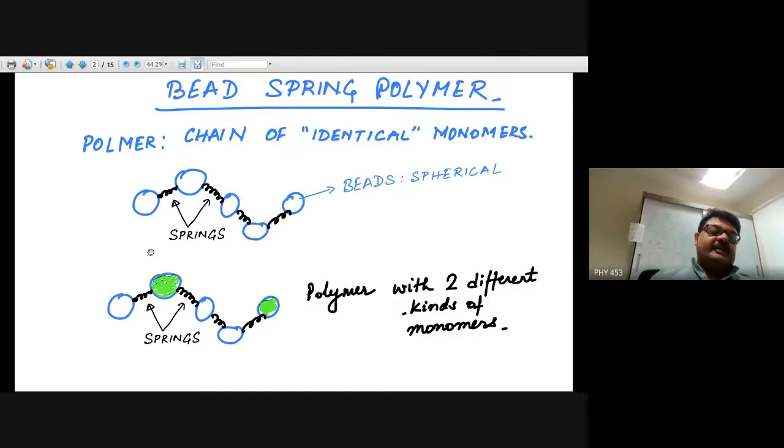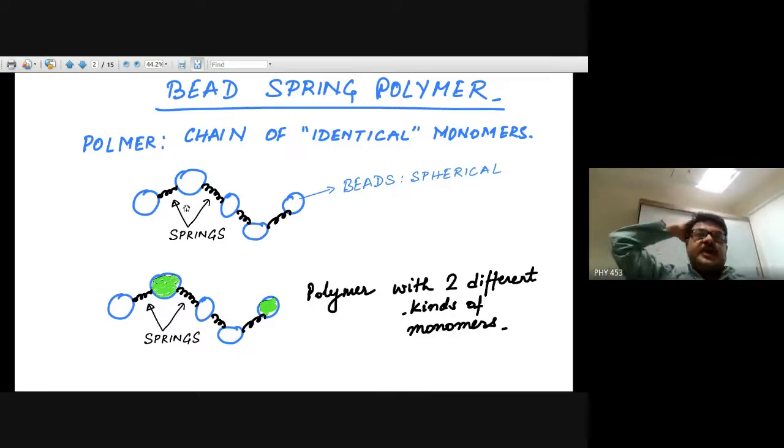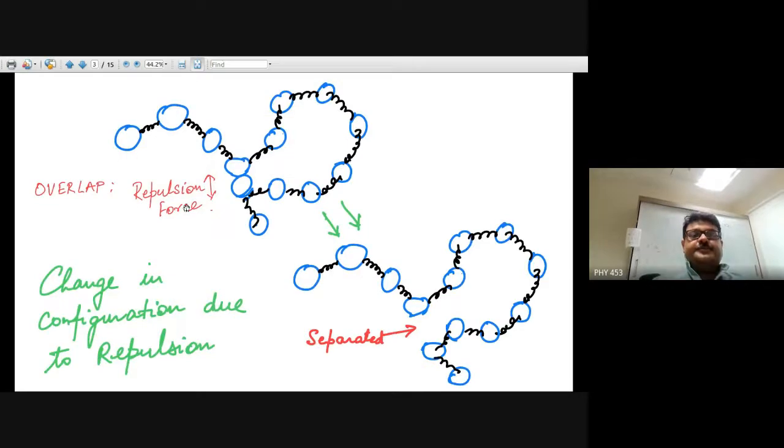I mean, you could have a different radius, or it could have a charge, and so on. But here we will consider the simplest model, which will have a bead connected by springs and no other interaction. In general, you can have many other interactions like charge or hydrophobicity and so on, and that will change the number of conformations which are accessible to the polymer, so the degrees of freedom, if you like.